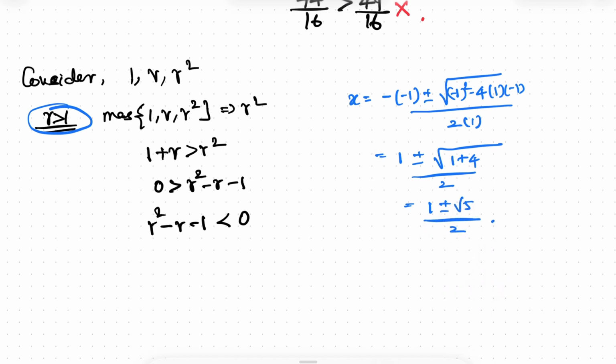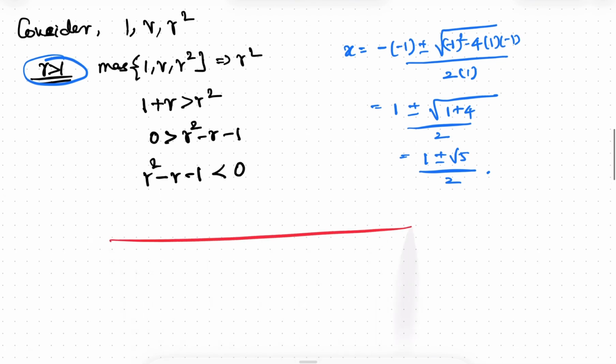Now what I can do is simply draw a number line which runs from minus infinity to plus infinity, and I can locate these 2 points. My first point would go over here, which is 1 plus root 5 by 2, and my second point would go over here, 1 minus root 5 over 2, and in between I'll be having the 0. So that is your hint.